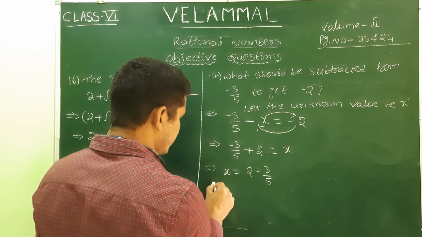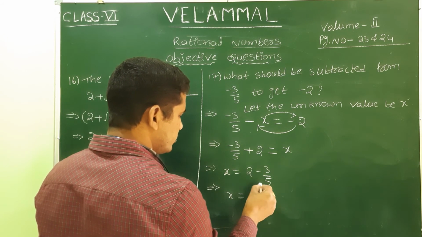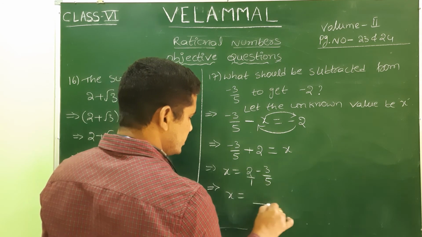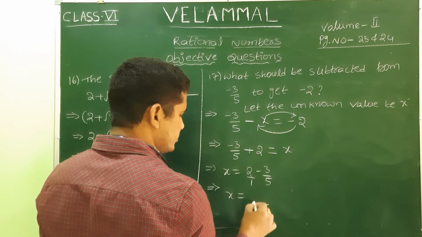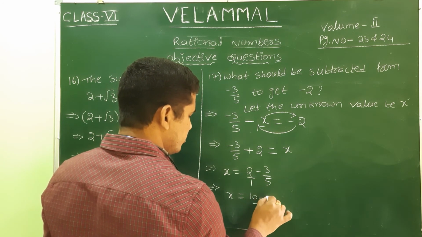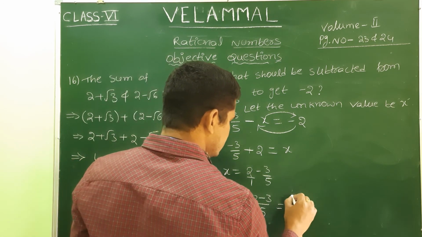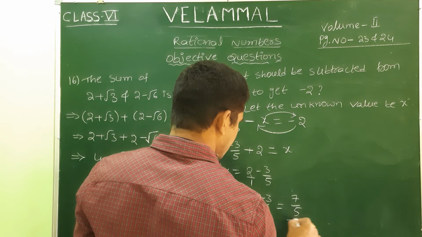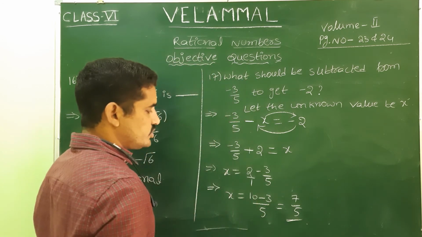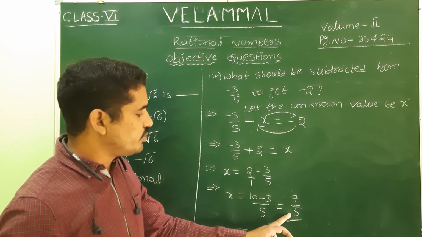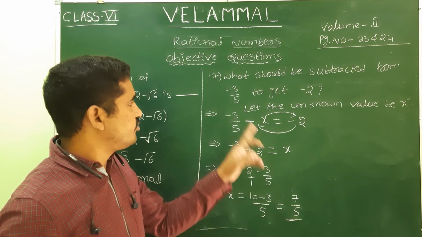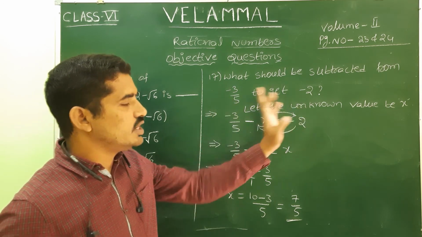Now if we simplify this, x is equal to 2 by 1, the LCM will be 5 and cross multiplication: 5 twos are 10, minus 3 ones are 3. So 10 minus 3 is equal to 7 by 5. The answer is 7 by 5. So finally we need to subtract 7 by 5 from minus 3 by 5 to get minus 2.